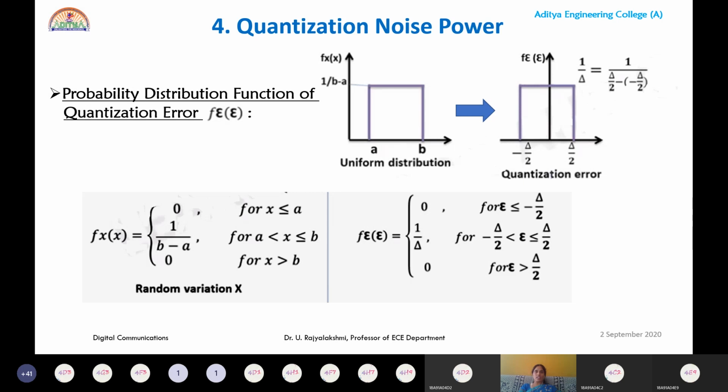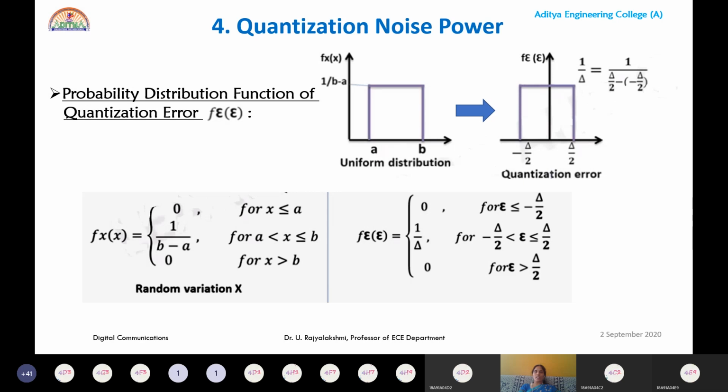Then we can define the magnitude of the function as 1 by b minus a. If the function has uniform distribution from a to b, then the magnitude of the particular function can be represented as 1 by b minus a. Now please apply the same thing to our quantization error. In order to get the probability distribution function of quantization error, let us take it as f suffix e of e.